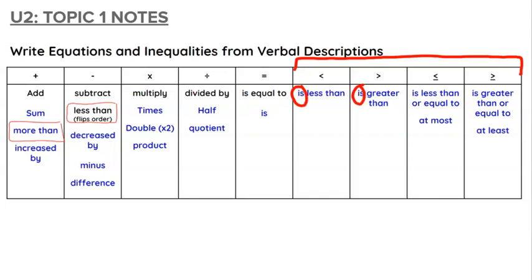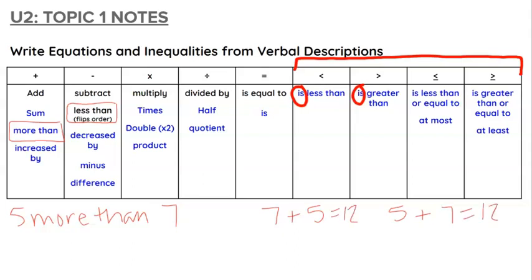When we do have more than or less than, more than is fine. So if you have 5 more than 7, to get that we would do 7 plus 5. But you could also write that as 5 plus 7, because with addition it doesn't matter if we flip the order, it's going to stay the same. 5 plus 7 is 12 and so is 7 plus 5. They're both the same thing.